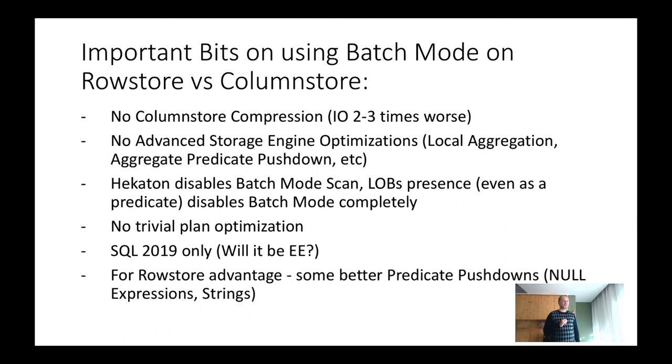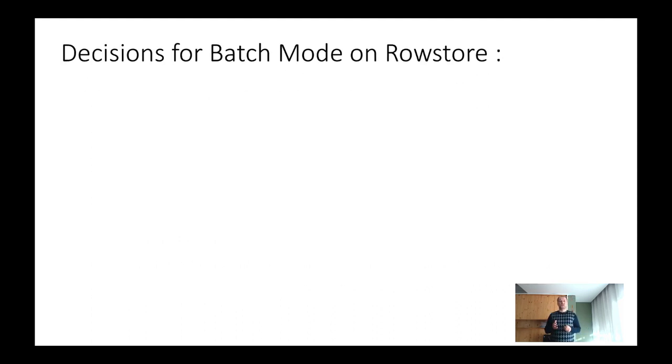Another thing to mention as a Rowstore advantage is some better predicate pushdowns. Though I have to say that, besides the null expressions, which are obviously playing in favor of the Rowstore indexes, string predicate pushdown as an enterprise feature I have already seen with Columnstore indexes, and it's really nice and juicy. The dictionary predicate pushdown can give some advantages even over Rowstore. So these are the things to consider.